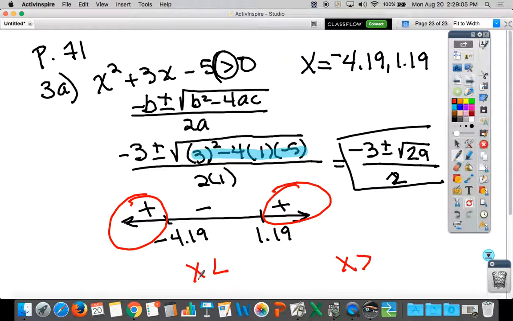So the first time you're going to type it in. Everybody do this now. -3 plus square root of 29 over 2. And tell me which one that went with. You can hit the button, hit enter, and it should convert it. So which one was that? 1.19. So I can substitute that in right here. And this one has to be the minus.